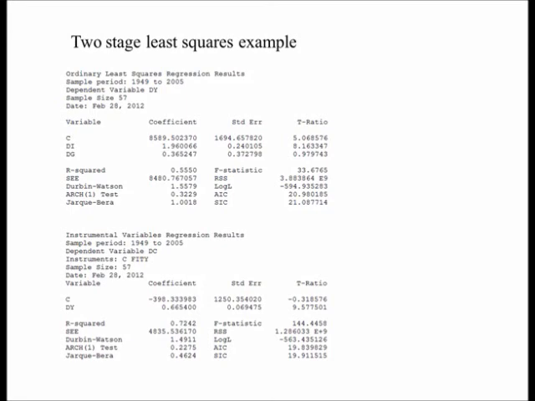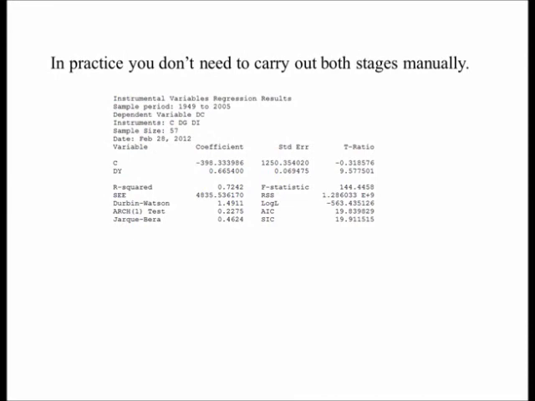Okay, this is my coefficient here, 0.665. It's not a million miles away from the previous estimates, but again, you notice that the standard error is rather higher than the standard error from my OLS regression. The t-ratio is rather lower. Okay, so that's an example of the two-stage least squares approach.